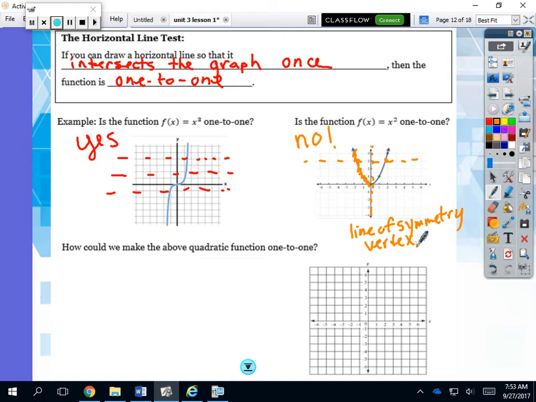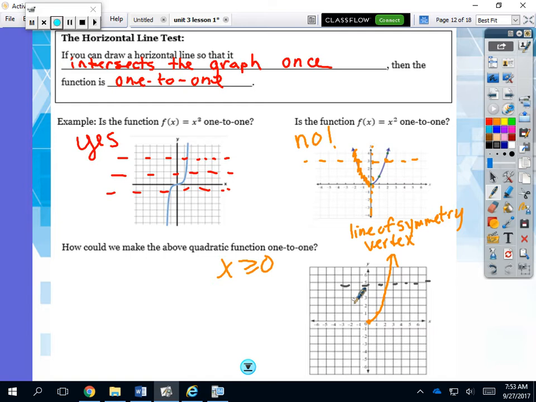So I know that the x value of the vertex is where I want to restrict my domain. If I say the x values are all greater than or equal to 0, I now have half the function, right? There, you have half the function. We got rid of the half here. Now, if I draw a horizontal line, it passes the horizontal line test because it's not crossing on this side.